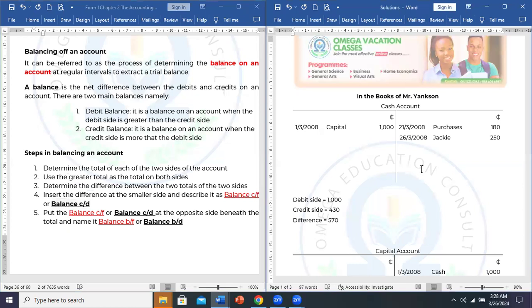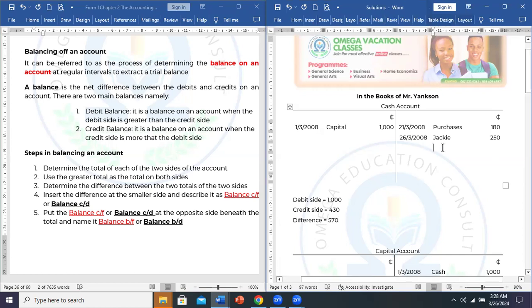Look at the smaller side. If we look at this cash account, the smaller side is this side, because that is having 430. The bigger side is the 1,000, which is the debit. So the step is telling us to insert the difference, which is 570, at the smaller side, which I've done. And under the details, call it balance C/D like this.